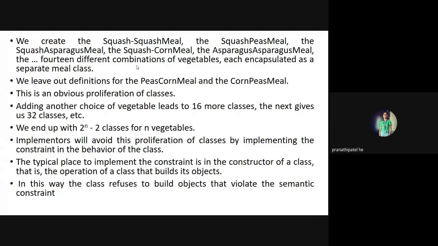Yes, yes. Then tell me, what is the God class problem? We have two types of problems, right? One is God class problem, the other one is proliferation of classes problem.